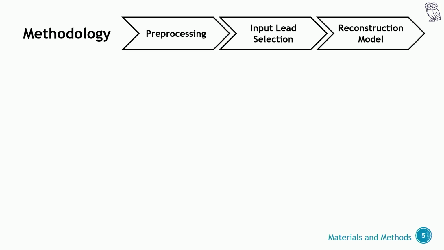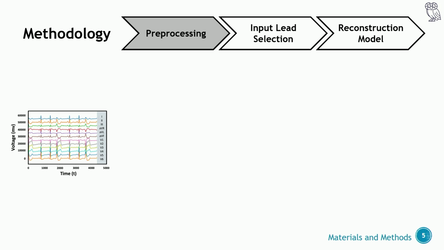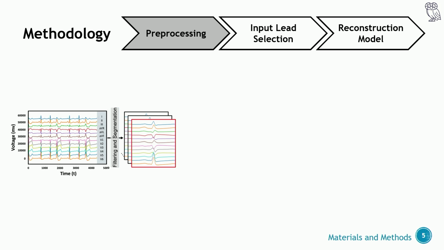To simplify the methodology, it has 3 main steps. The first one is pre-processing, basically getting data ready to be fed to the model. So we have these continuous looking ECG recordings, 12 leads across time, and we filter this to get rid of unwanted noise and segment the recordings into individual heartbeats.